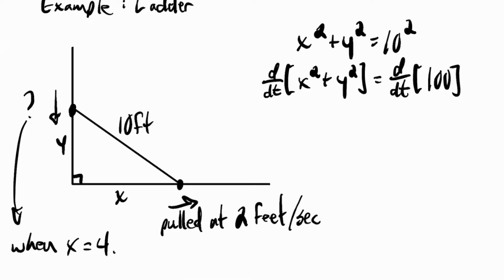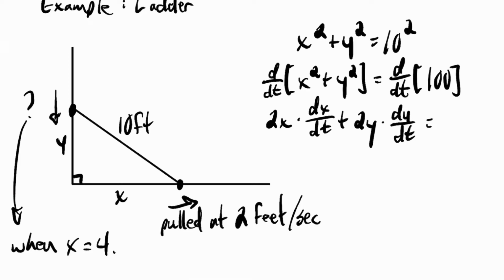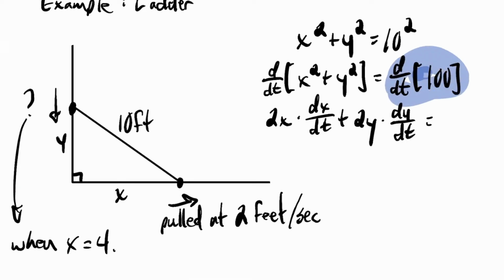So the derivative of x squared, I'll use the power rule, so 2x. But then I have to use the chain rule, dx/dt, plus, and again, I use the chain rule here when I find the derivative of y squared with respect to time. So this will be 2y times dy/dt, equals, and this might be obvious, but perhaps not, the derivative of a number is always 0, regardless of the variable. 100 does not change when time changes, so this is 0.